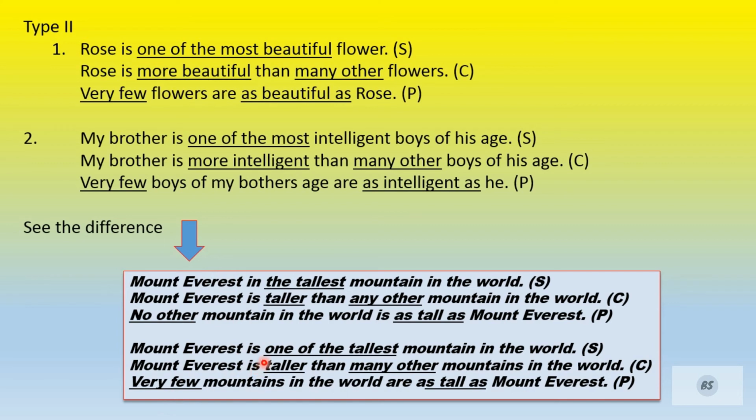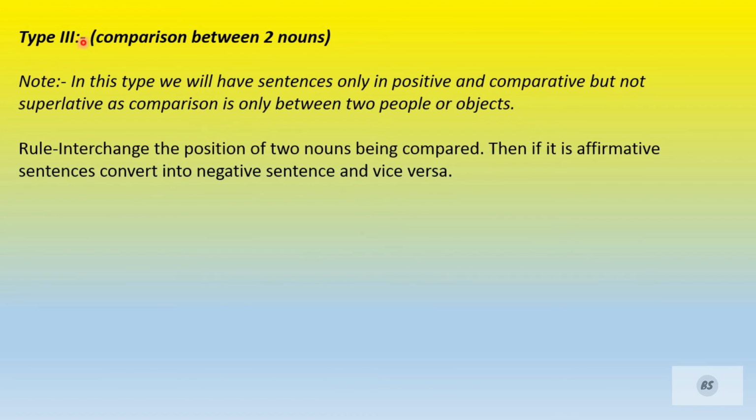How will you know? By seeing whether "one of the" is written or not. There is no other change in type 1 and type 2 sentences. Fine. Now let's come to type 3 sentences.